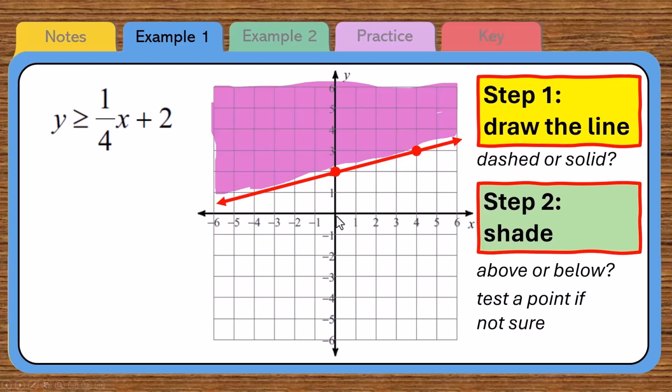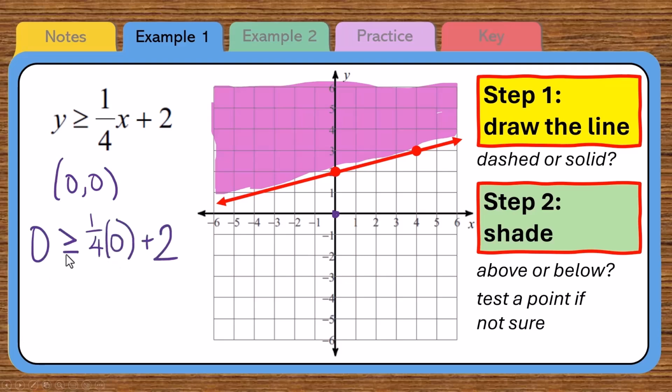I always like to pick 0, 0, x is 0, and y is 0. And I'm going to just change these to 0 and 0 and see what happens. So I get 0 greater than or equal to 1/4 times 0 plus 2. Work all that out. I get a statement that says 0 is greater than or equal to 2, and that is false. And so the place in the graph where that point is needs to be not shaded, and it isn't, so this is correct.